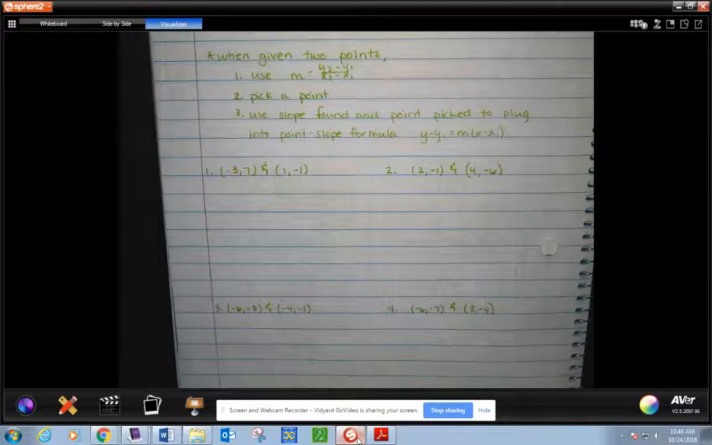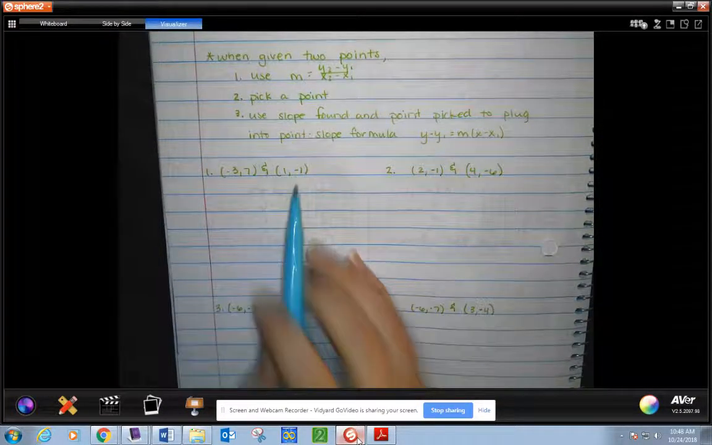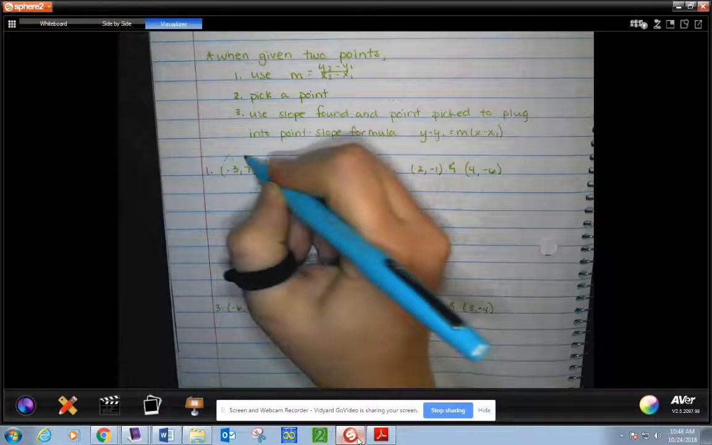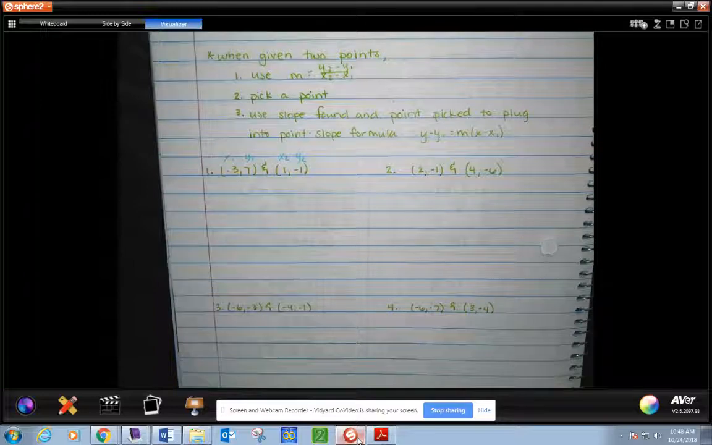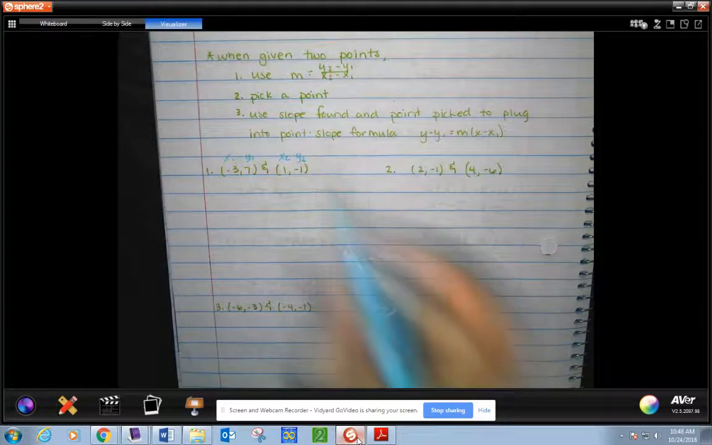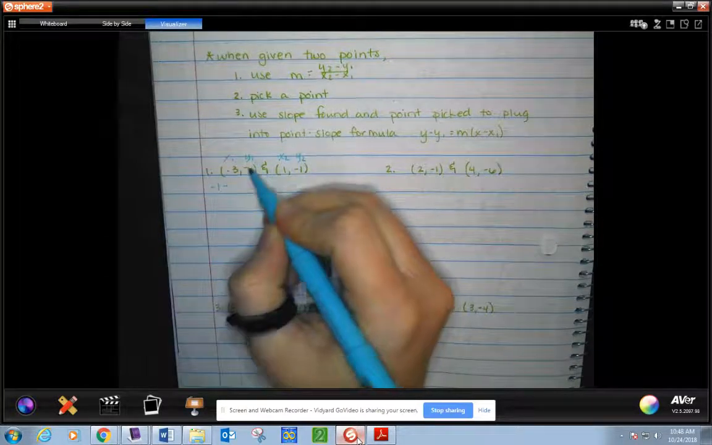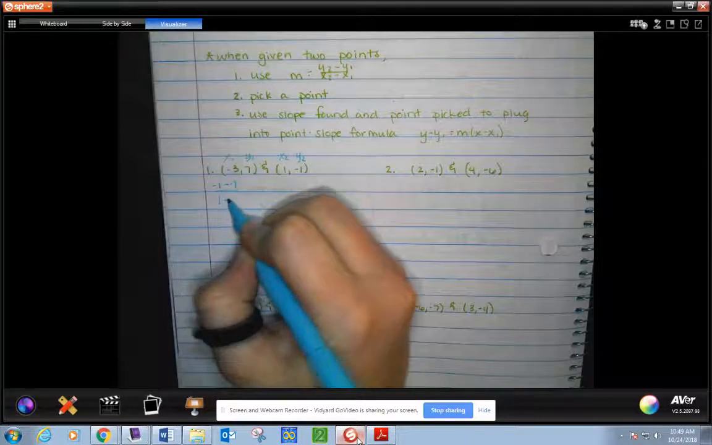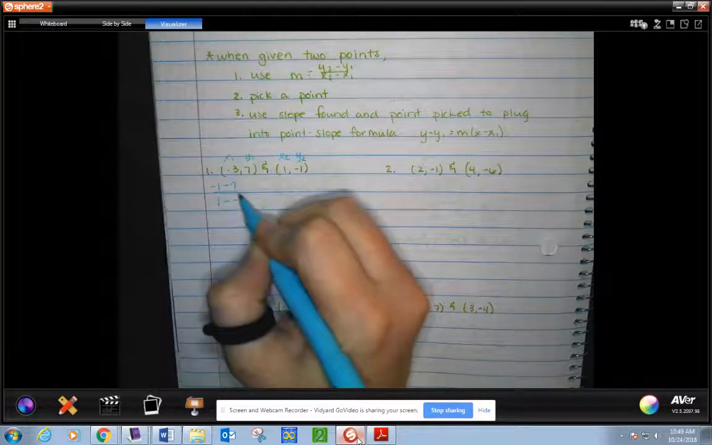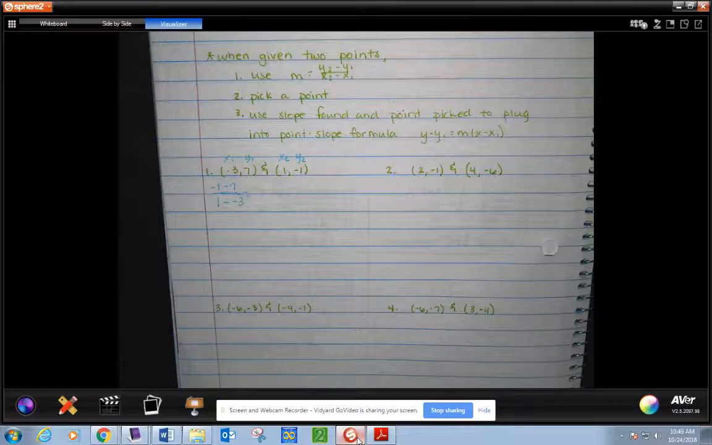For problem 1, I've got -3, 7, and 1, -1. This is my x1 and my y1. This is my x2 and my y2. The first thing I'm going to do is use the slope formula. So we're going to do y2, which is -1, minus y1, which is 7, over x2, which is 1, minus x1, which is -3.